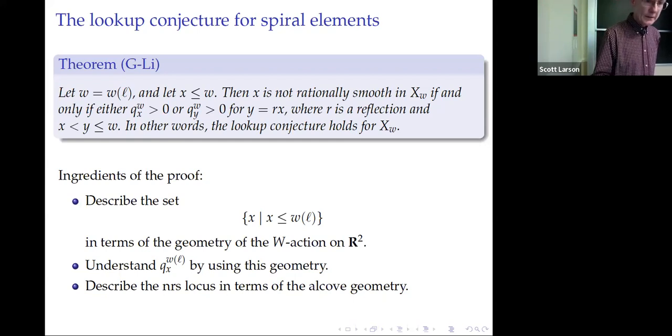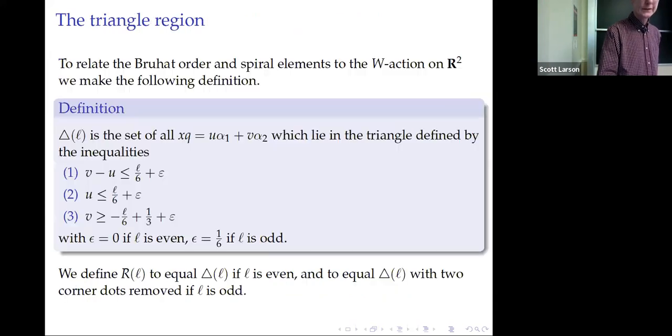So let me just explain quickly what this is. I'm going to show a couple of slides with some inequalities on them and so on, which you are meant to ignore, but I'll show them to you anyway. I think you're supposed to ignore most of these slides. The point is we're going to define two regions in the plane by some inequalities. Delta L is a region which is a triangle. Actually, what we're really considering is the set of center points of alcoves which lie in this triangle. We remove two of those center points, and we get a smaller region R of L.